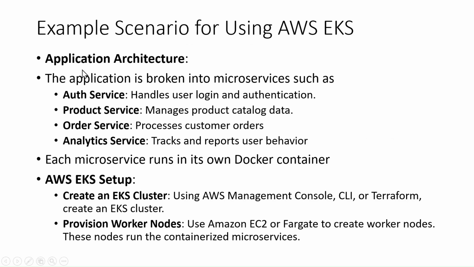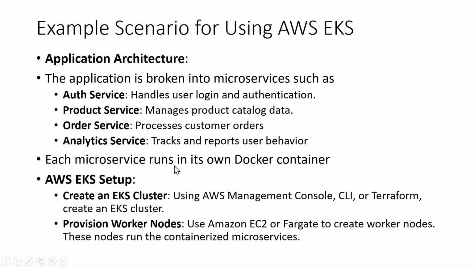Assume that we have an application architecture made of four microservices. One is the auth service, which is nothing but your login credentials. Next is the product service, that is your catalog. The order service, that is your cart. And then payment processing, and an analytics service that tracks reports and user behaviors, like this.